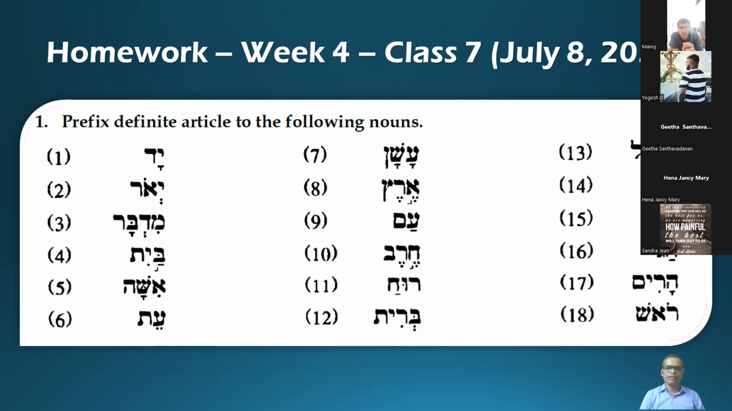Eight. Again, the definite article is followed by no Dagesh forte. There is only qamets. Fine. Very good.